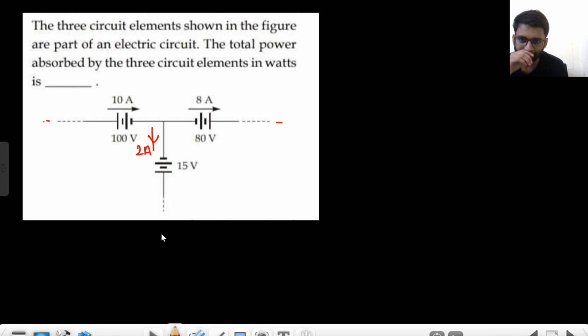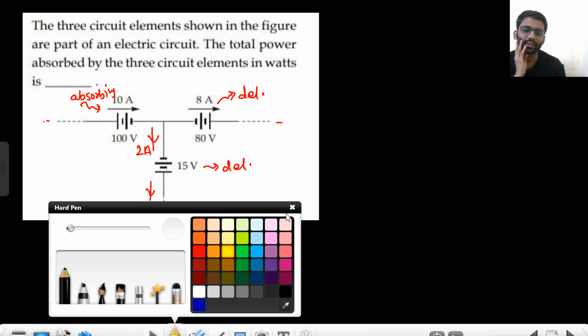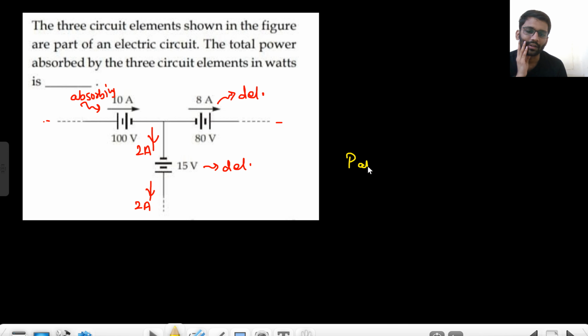2 ampere current. Let's talk about the 15 volt battery. 2 ampere current is getting out of the positive terminal, so it is delivering power, right? What about this? 8 ampere current is getting out of the positive terminal. It is also delivering power. What about this? 10 ampere current is getting into the positive terminal. That means it is absorbing power, right? So what is the total power absorbed?